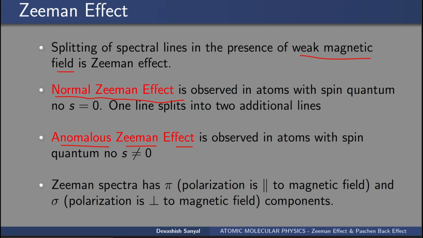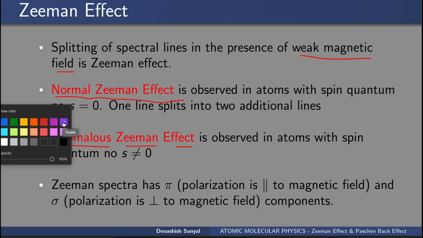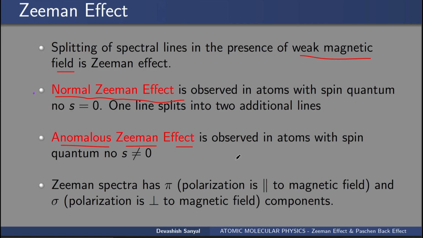Let me change the color here. Normal Zeeman effect we observe when S is equal to 0, that is, the spin quantum number is 0. And anomalous is observed when the spin quantum number is not equal to 0.